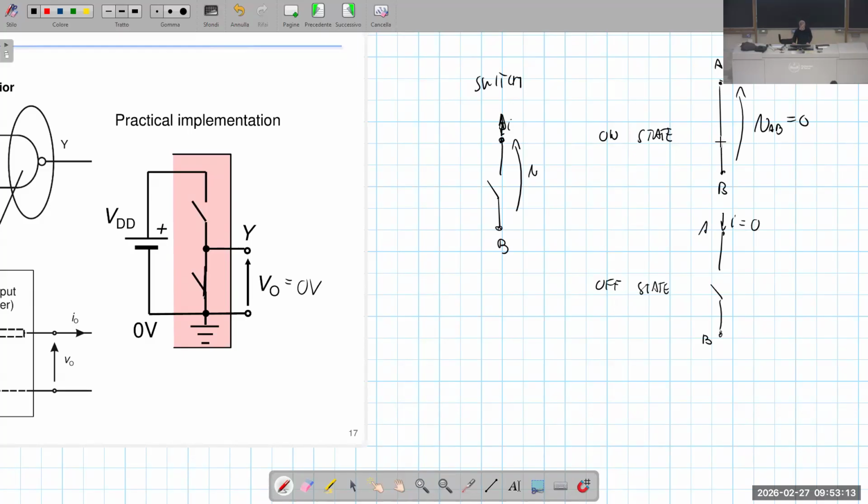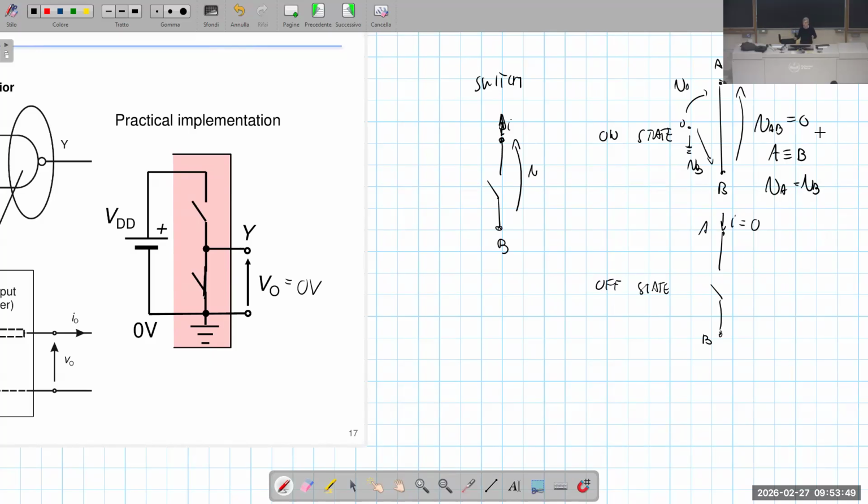When the switch is on, node A and node B become the same node. If the two nodes are connected by a short circuit, it means that it's like having a single node. Or if you prefer, if you consider the voltage of node A and the voltage of node B with respect to our reference, so if this is VA and this is VB, when the switch is on, we have that VA is equal to VB. So VAB is equal to 0.